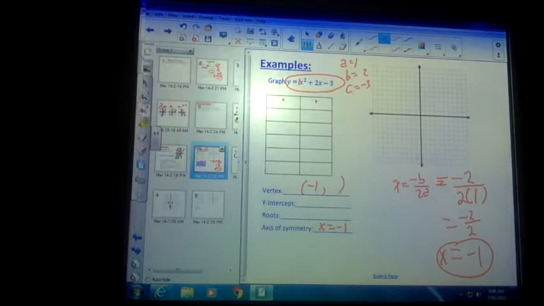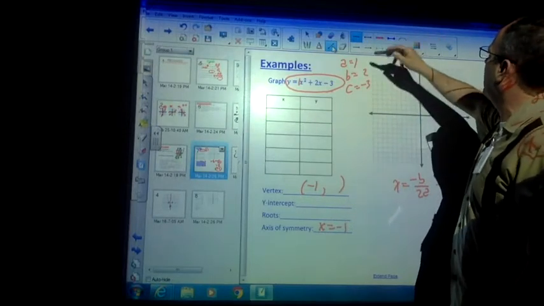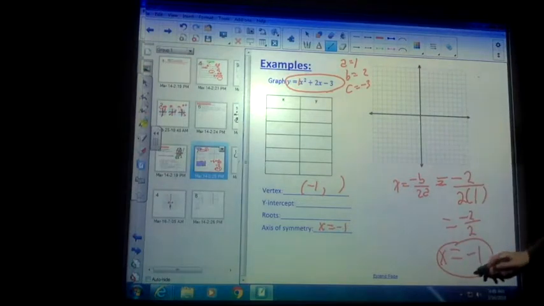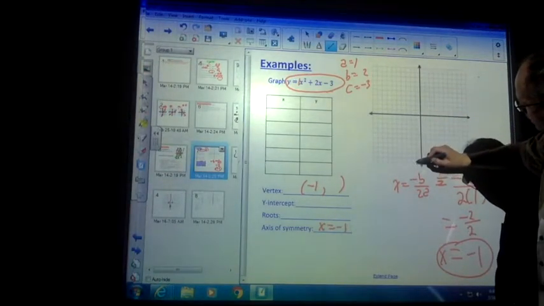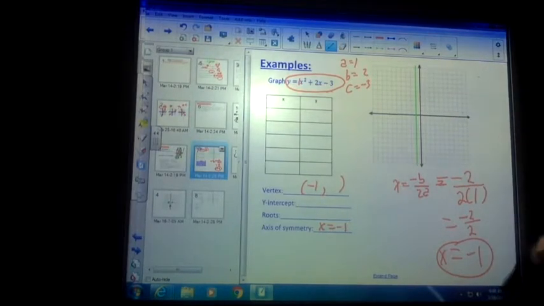So I want to draw in my axis of symmetry. We'll go with a green. So x equals negative 1 is a vertical line, right there. I use the straight tool. Okay, so that neon green is called our axis of symmetry. That's the line that we fold over. It acts like a mirror of our parabola.